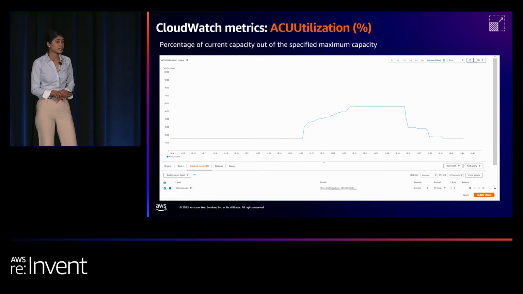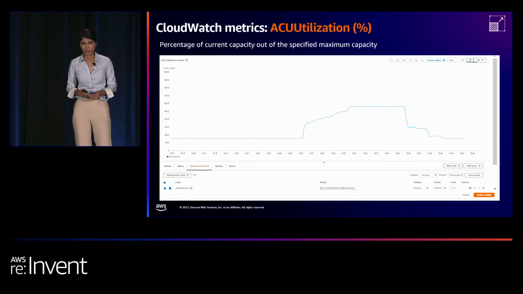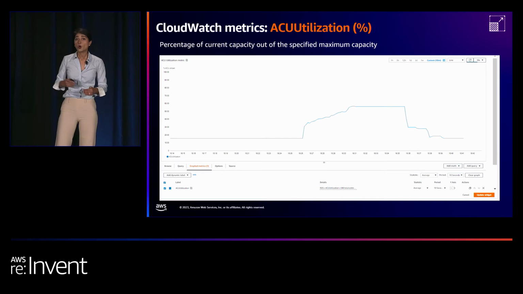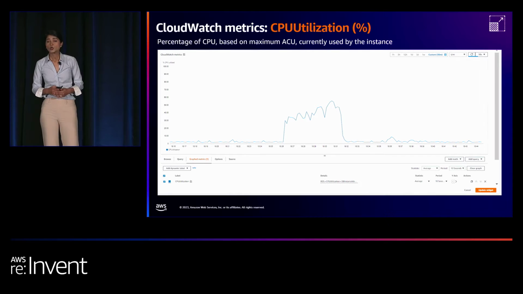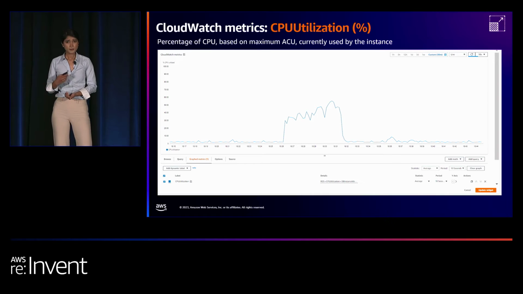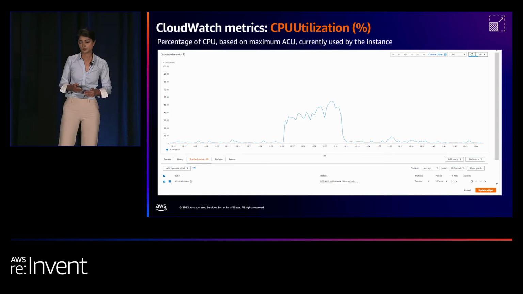Then we have ACU utilization, which is the corresponding percentage of the current capacity out of the max. What this tells you is that if this is coming too high, you're coming to 80%, 90%, you have a certain threshold. Either you optimize your workload so it requires fewer resources, or you can increase your maximum database capacity so you have additional resources available. Another one is CPU utilization, which is, again, a percentage of CPU based on the maximum ACU. Again, if it's coming close to a threshold, your database requires more resources, and you can change the maximum database capacity to give it more resources.